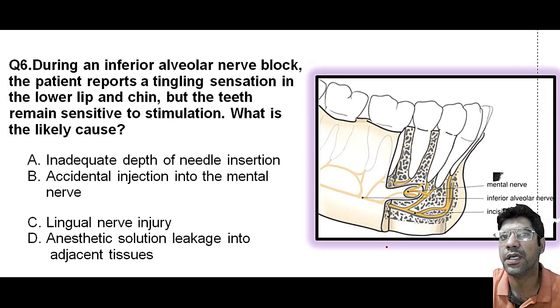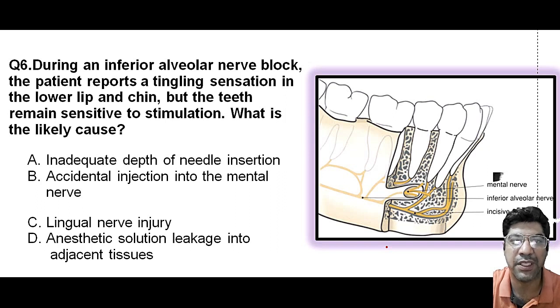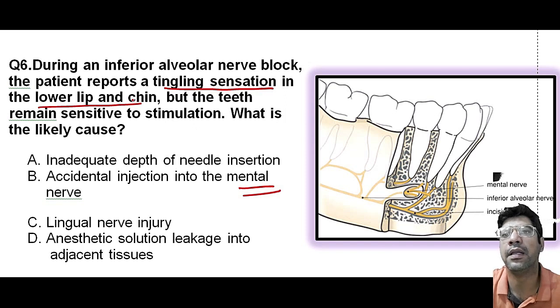Moving to the next question. During an inferior alveolar nerve block, the patient reports a tingling sensation in the lower lip and chin, but the teeth remain sensitive to stimulation. What could be the cause? The cause could be accidental injection into the mental nerve. So, a tingling sensation in the lower lip and chin.